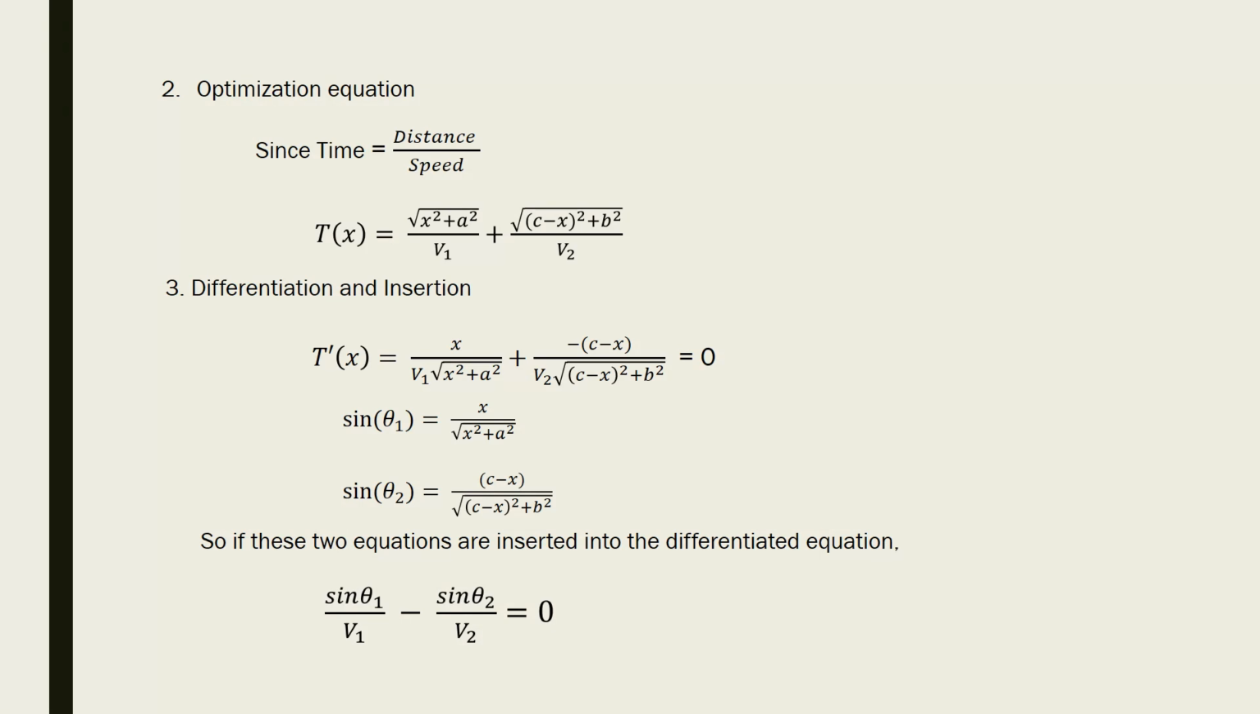And then if these two equations are inserted into the differentiated equation, it is the same as sin ζ1 over v1 minus sin ζ2 over v2 equals 0. And then we can lead these into our answer, which is sin ζ1 over sin ζ2 equals v1 over v2.